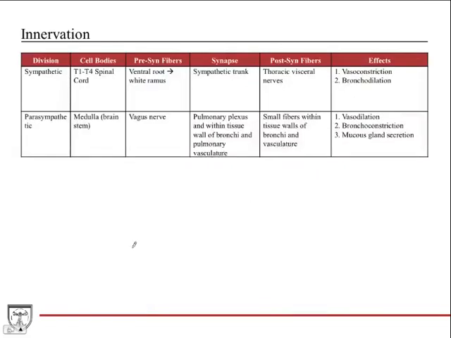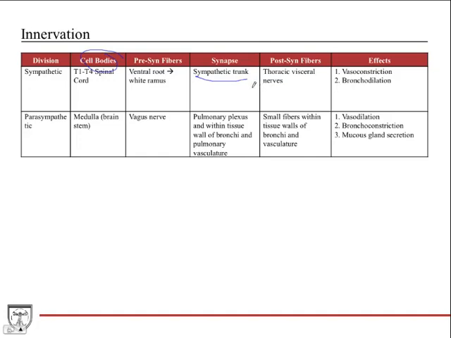So this is a nice table. It's in your book. It helps, again, like we've talked about, cell bodies, so important where they are. So the sympathetic T1 to T4 sections of the spinal cord, it's going to be the lateral or intermediate horn is where the cell bodies are going to be for the sympathetic division. And then the ventral root is where the presynaptic fibers will travel. Then they'll go through the white ramus and then synapse within the sympathetic trunk.